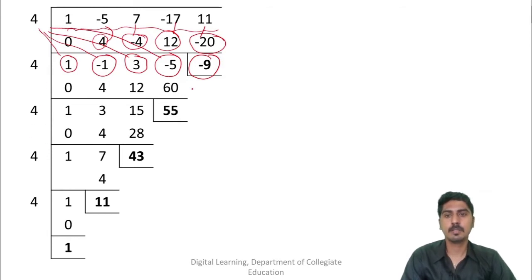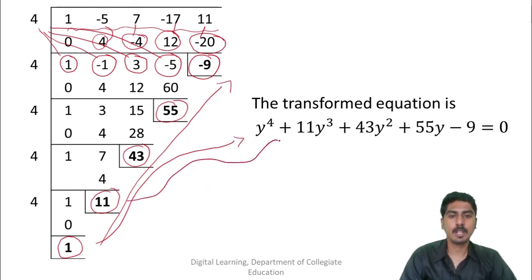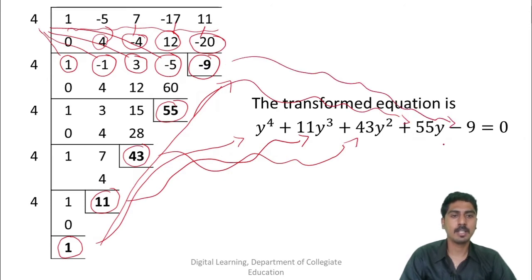Continuing the division, we get the next remainder as 55, the next remainder as 43, next as 11, and finally 1. So the transformed equation is 1 into y^4, 11 into y^3, 43 into y^2, 55 into y, -9 equal to 0, where y is x - 4.